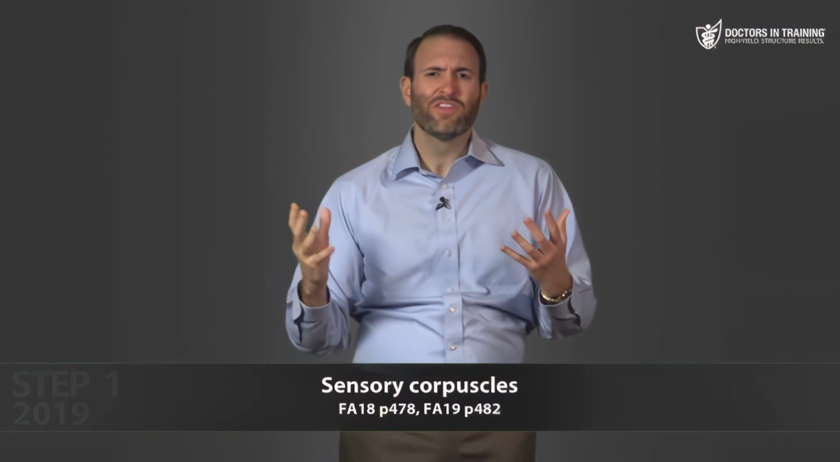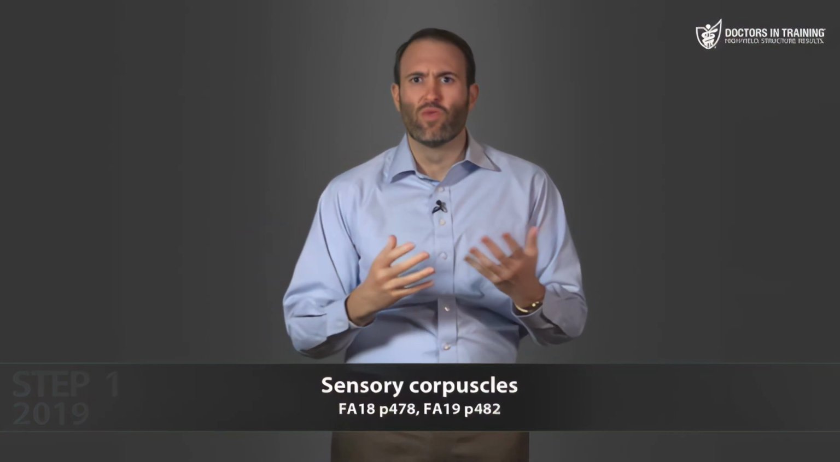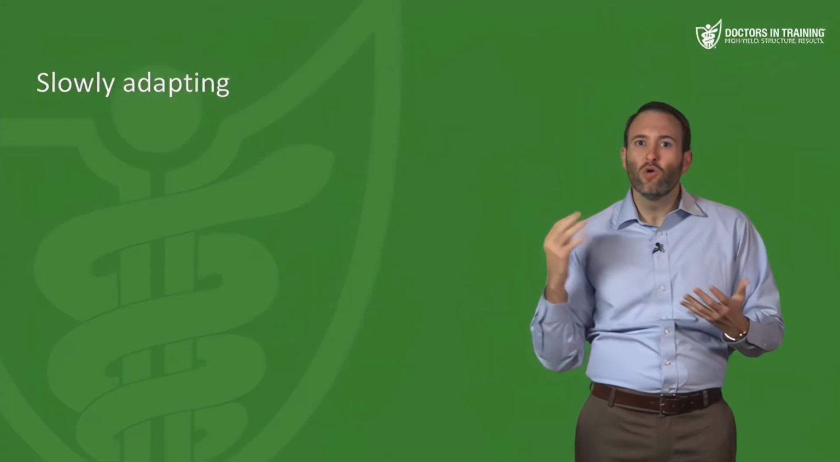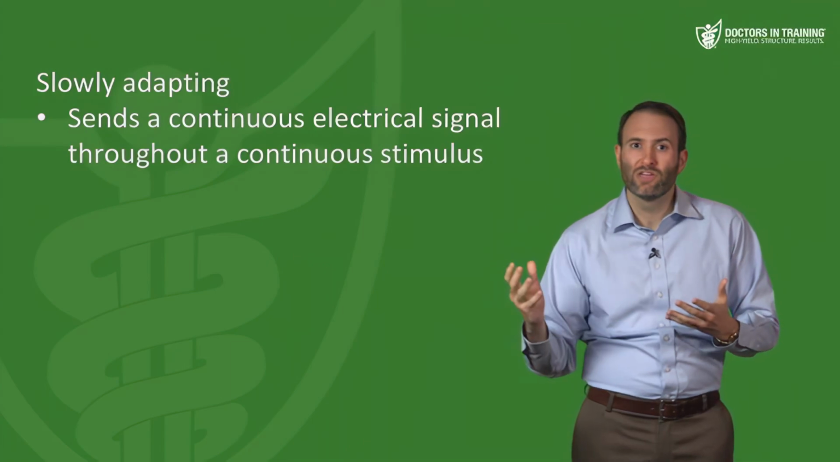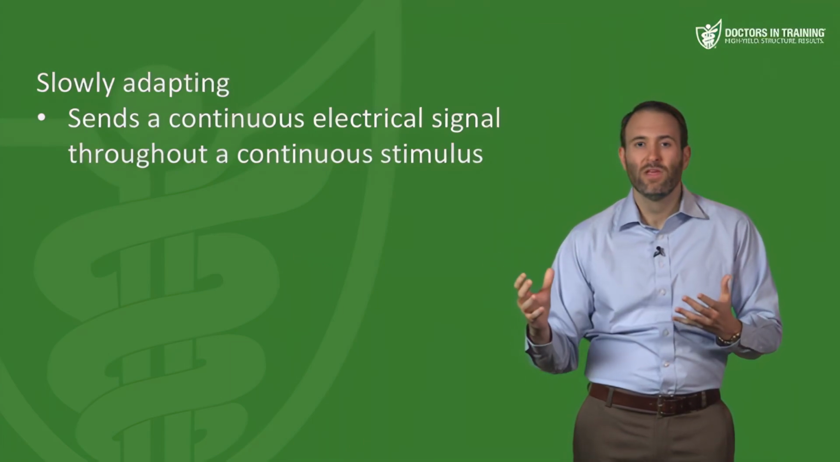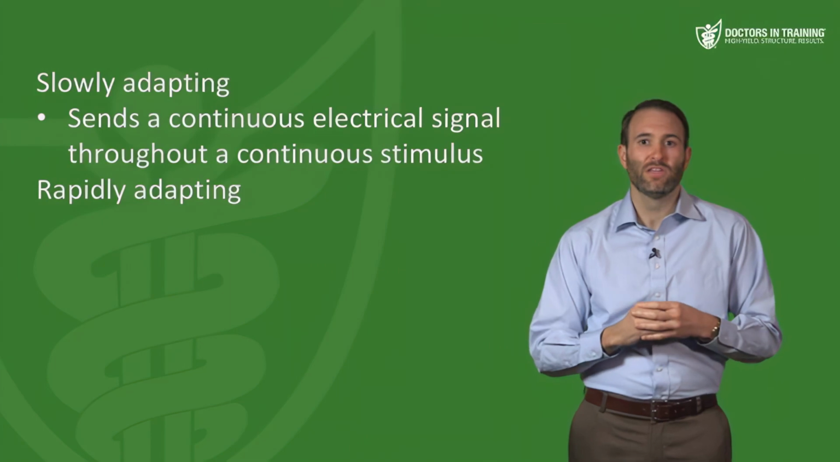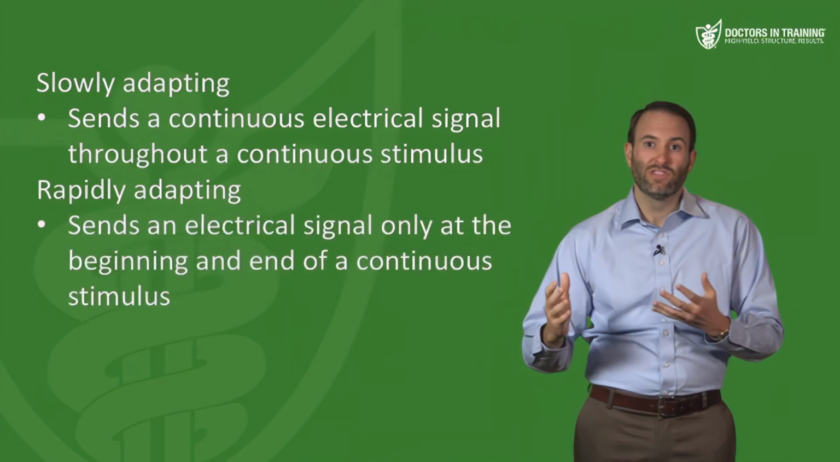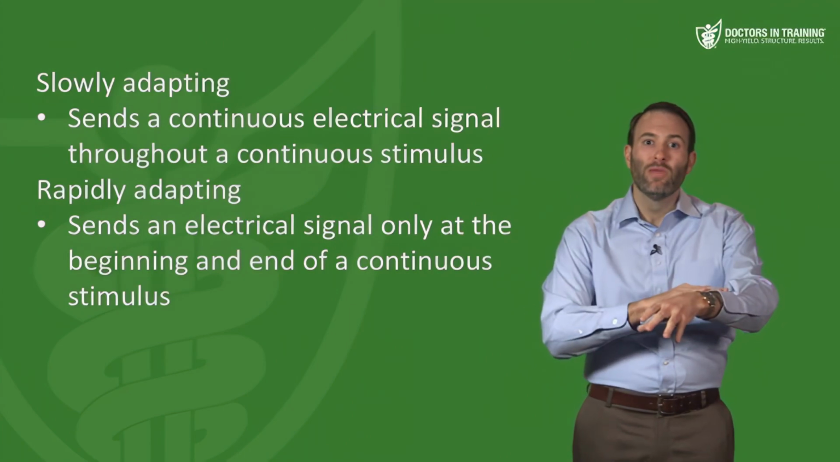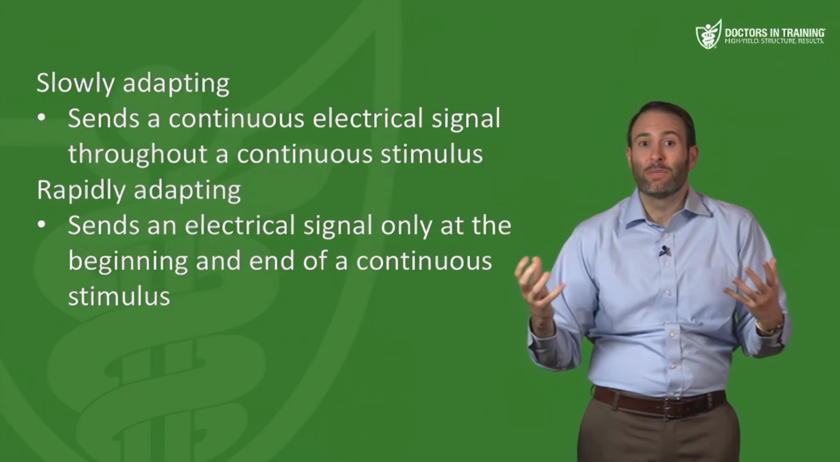Now, we've been talking about this. What does it mean slowly adapting versus rapidly adapting? What does that indicate here? So let's clarify that a bit here. Now, the slowly adapting sensor is going to send a continuous electrical signal throughout a continuous stimulus. But the rapidly adapting signal is going to send an electrical signal only at the beginning and the end of a continuous stimulus. So if someone touches your arm, initially you're going to feel that rapidly adapting receptor going off.